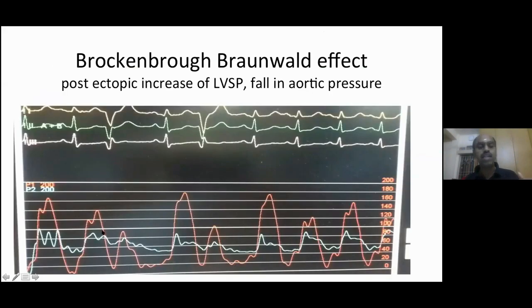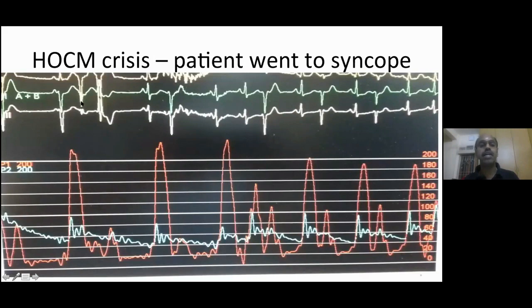Brockenbrough-Braunwald phenomenon we already saw. When there are two or three ectopics, the Brockenbrough-Braunwald phenomenon will become cumulative. If you have one ectopic and a post-ectopic beat, the aortic pressure drops, and then again an ectopic, and then a normal post-ectopic beat, again the pressure drops, so it becomes cumulative. So when there are a series of ectopics, this is not ventricular tachycardia, a series of ectopics, this patient goes into what is called a hypertrophic obstructive cardiomyopathy crisis, or in other words, syncope.